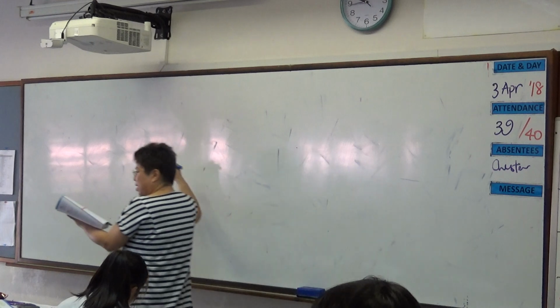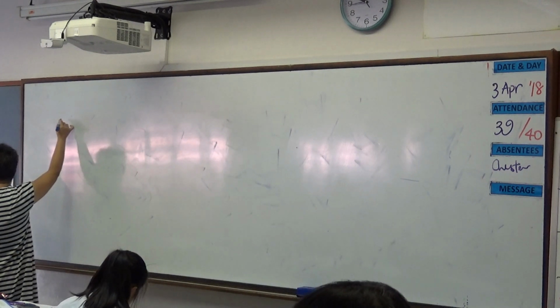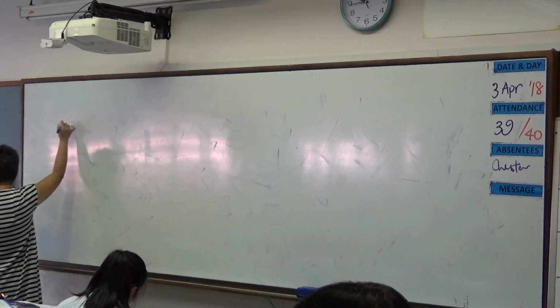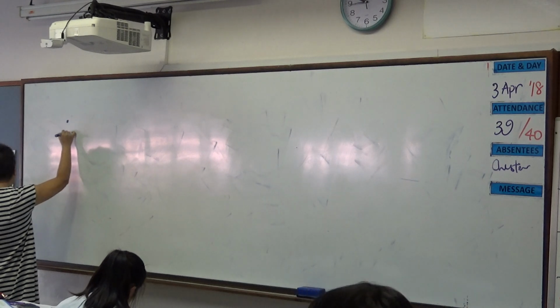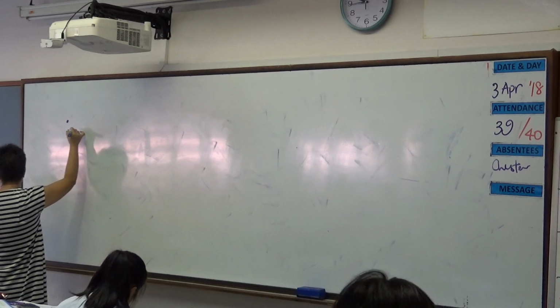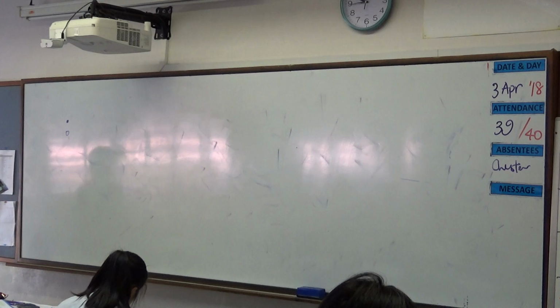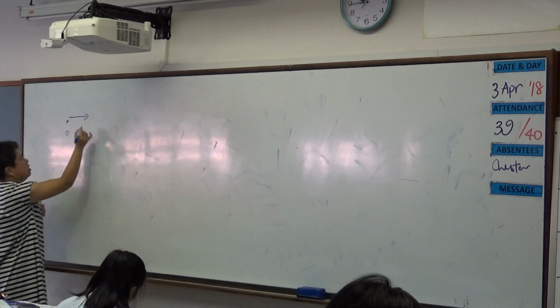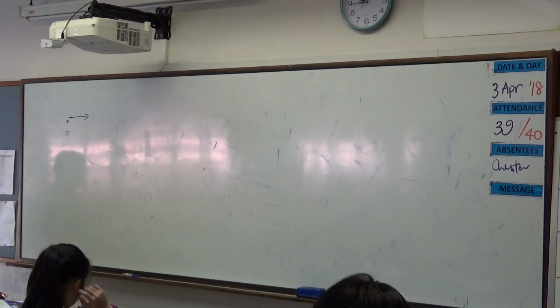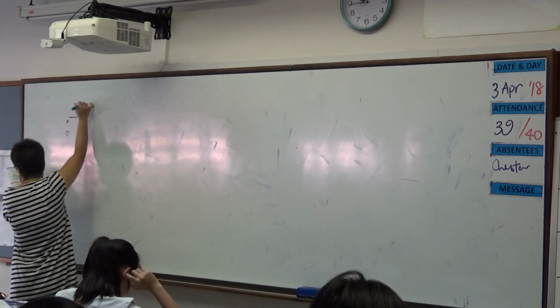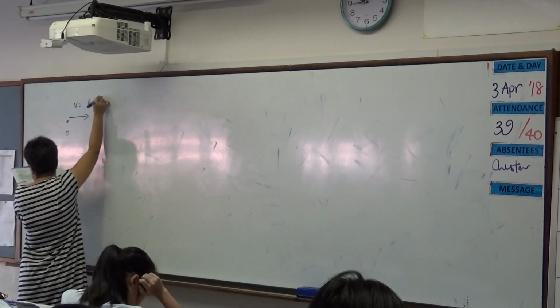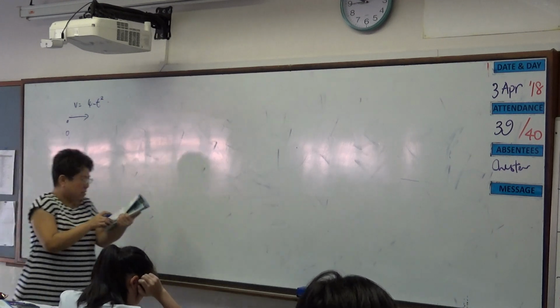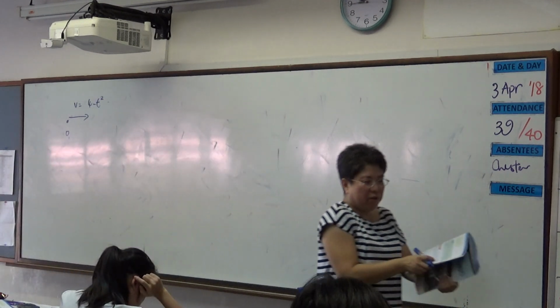Okay, let's do example 4. The particle P travels in a straight line from its point O. The velocity v meters per second of the particle t seconds after leaving O. This one is good, it's after leaving O, right? v is 4 minus t squared. Find the acceleration of P after 4 seconds.